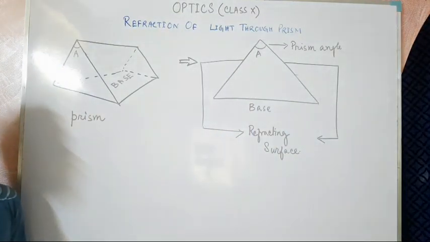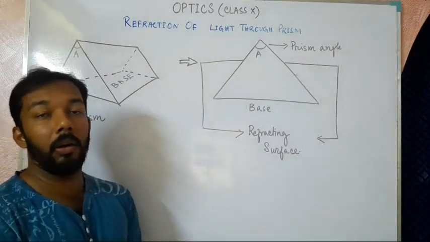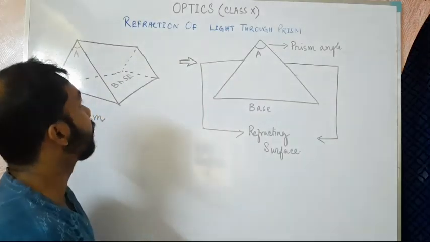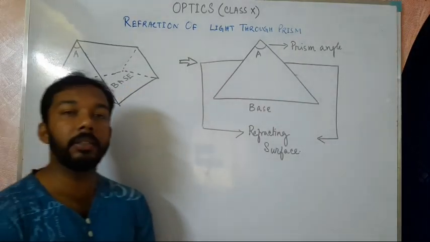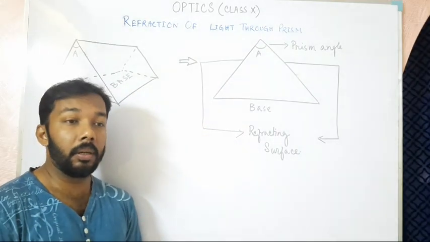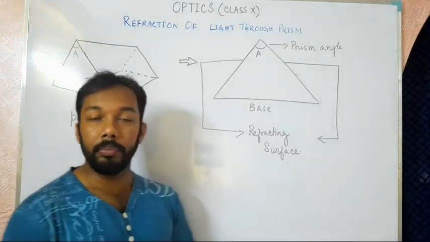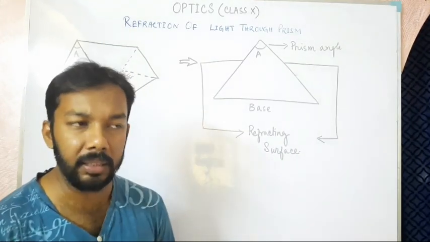Good morning, students. This is a class for optics or light of class 10. Today we will learn refraction of light through prism. Now you all know what is prism. Prism is a 3D object. It's a transparent medium made up of mostly glass.